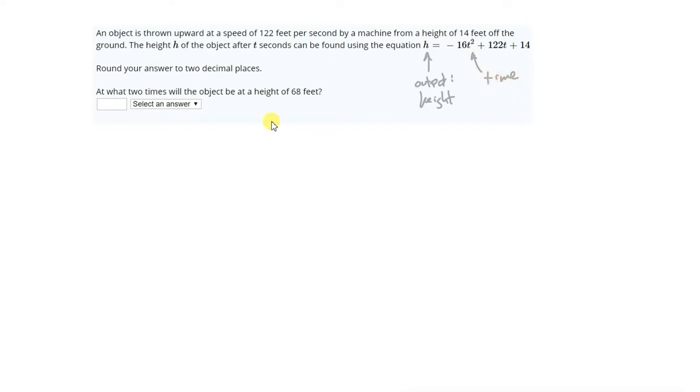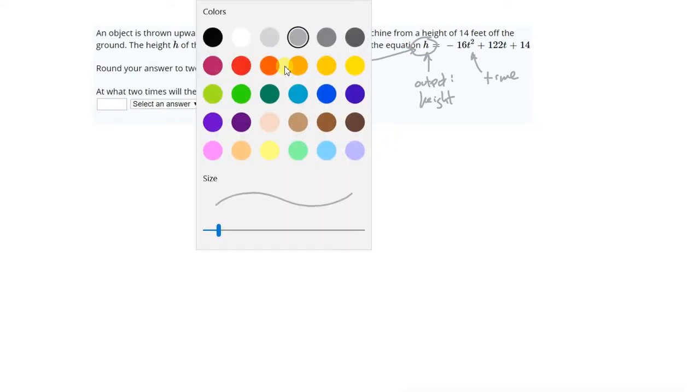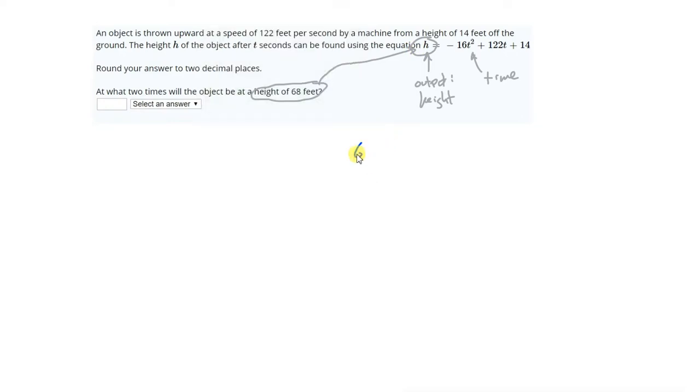When they say when will the object be 68 feet of height, that means that's an output value, not an input value, because it's a height. So that means we have 68 is equal to negative 16t squared plus 122t plus 14.